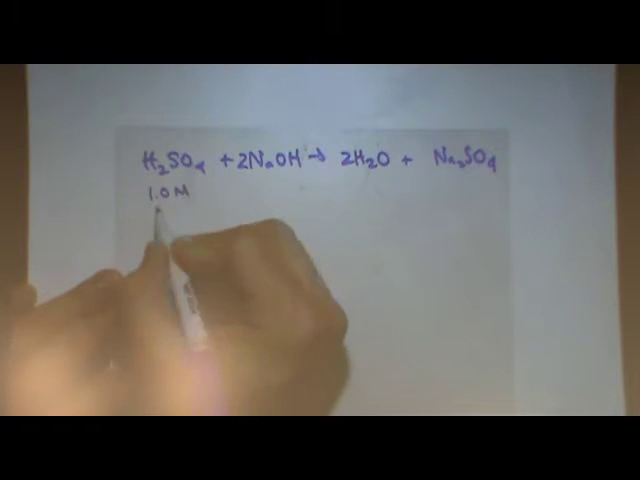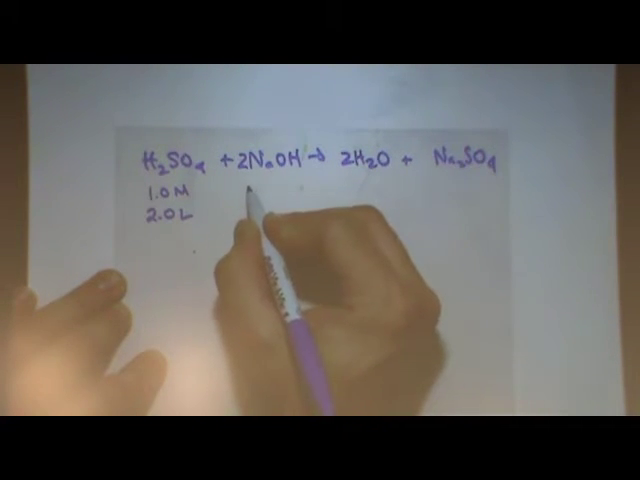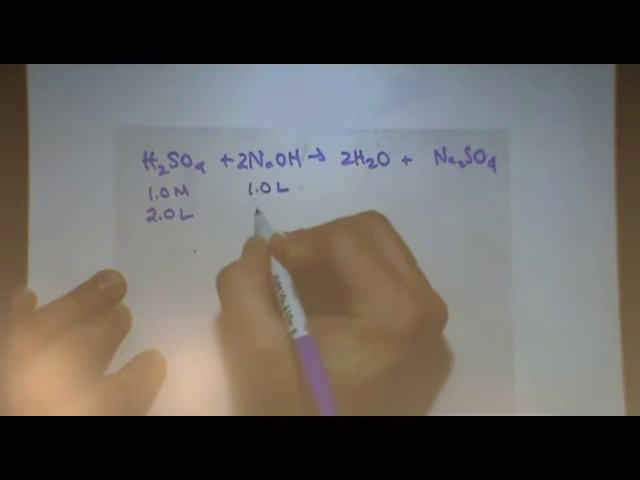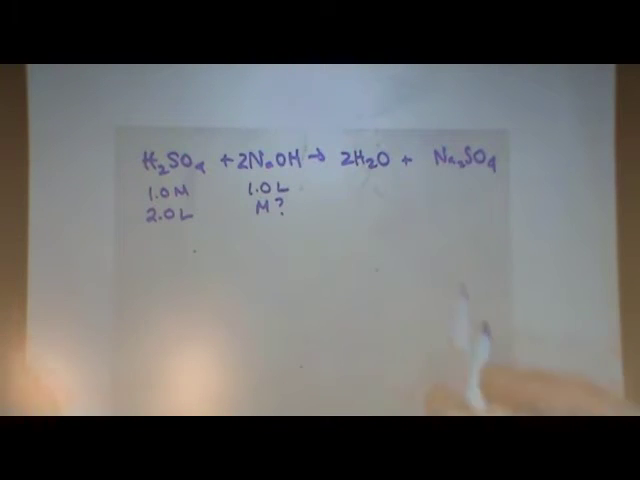So let's say this was 1.0 molar and 2.0 liters. Let's say this was 1.0 liters, and I wanted to know the molarity of this one. That'd be a pretty classic question. You also notice we only ask you about reactants and not about products. That's also a classic titration problem.